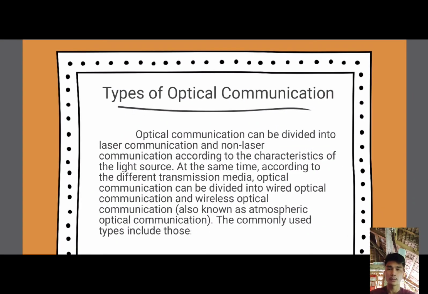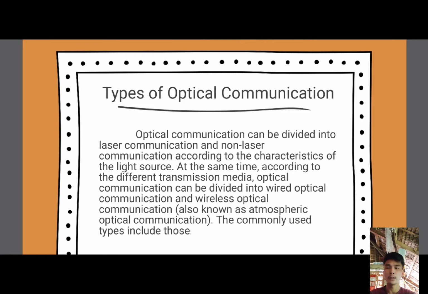Optical communication can be divided into laser communication and non-laser communication, according to the characteristics of the light source. At the same time, according to the different transmission media, optical communication can be divided into wired optical communication and wireless optical communication, also known as atmospheric optical communication.